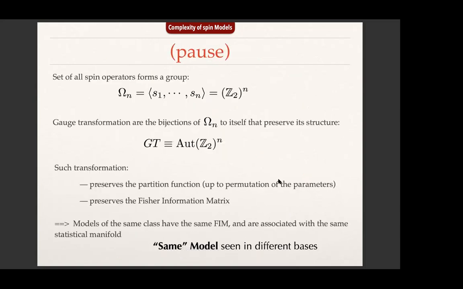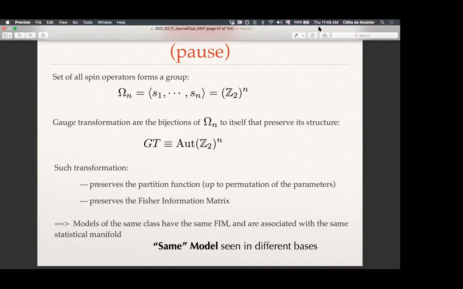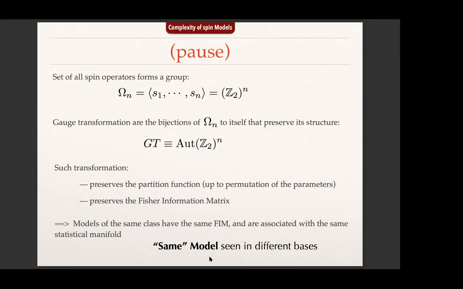So if I were to do a small break for a more mathematical aside, the set of spin operators is a group, Z2 to the n, generated by those n variables. And what we call gauge transformations are the automorphisms of that group. These transformations preserve the partition function. So all these gauge transformed models have the same partition function up to permutation of their parameters. And because they have the same partition function, they will have exactly the same Fisher information matrix, because the Fisher information is the Hessian of the log partition function. So it's not the same model, but the gauge transformed models have the same Fisher information matrix, and so they are associated with the same statistical manifold. Basically they are the same model seen in different bases.